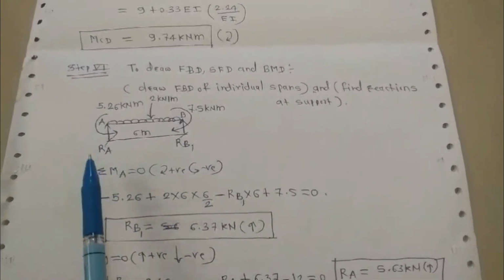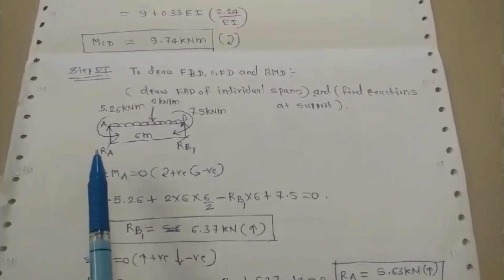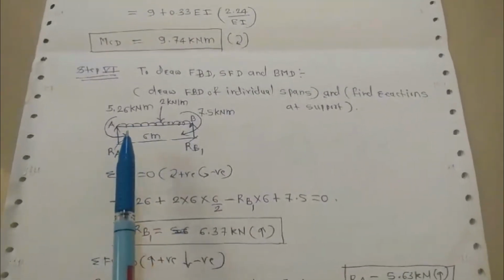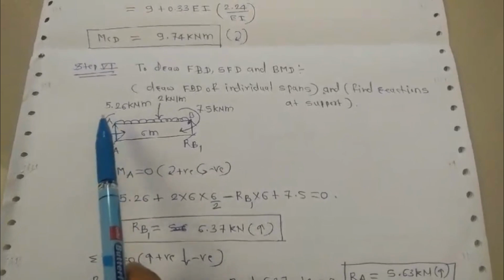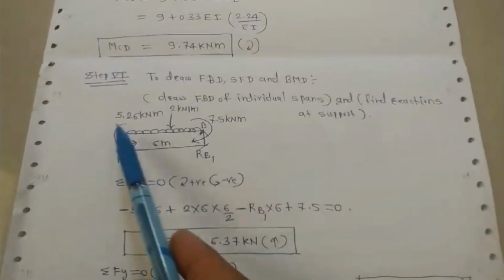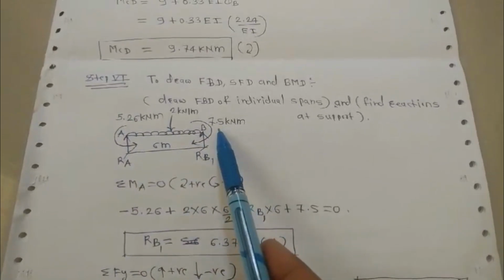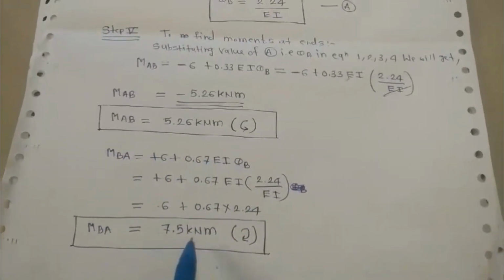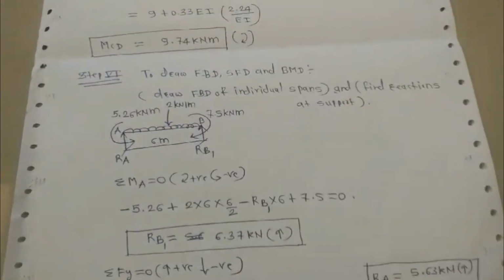So we have to first calculate the reactions at the supports, at support A, support B, and support C. So I will consider the individual spans. Already we have calculated the final end moments: for AB it was 5.26 and for BA it was 7.5 kilonewton meter.